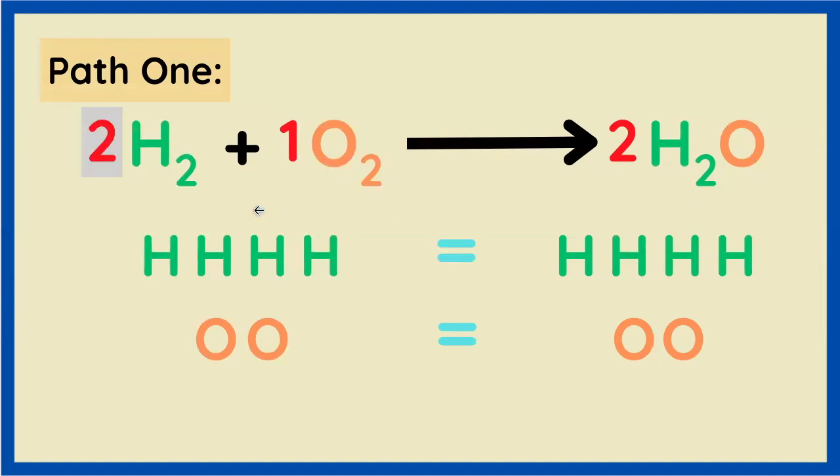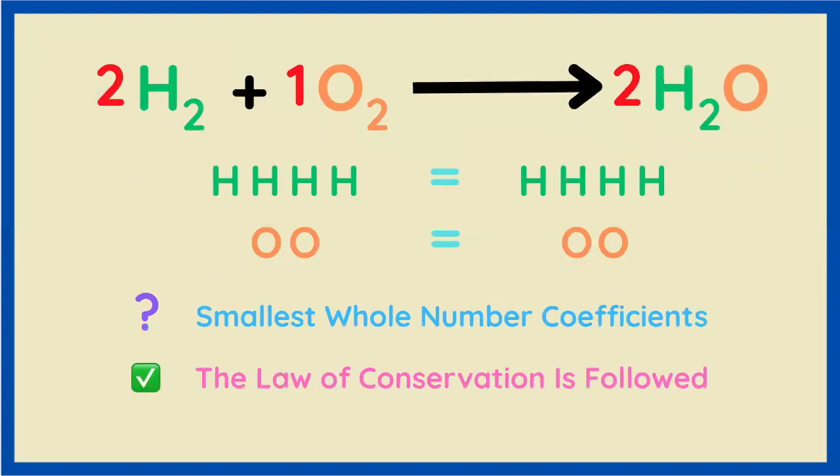If we double the coefficient of H2 from 1 to 2, we double the H's on the left side, and now we have 4 and 4, 2 and 2, and that definitely follows the law of conservation. But does this give us the smallest whole number coefficients? Well, the answer is yes, because there's no way that we could reduce these numbers without yielding fractions or decimals.